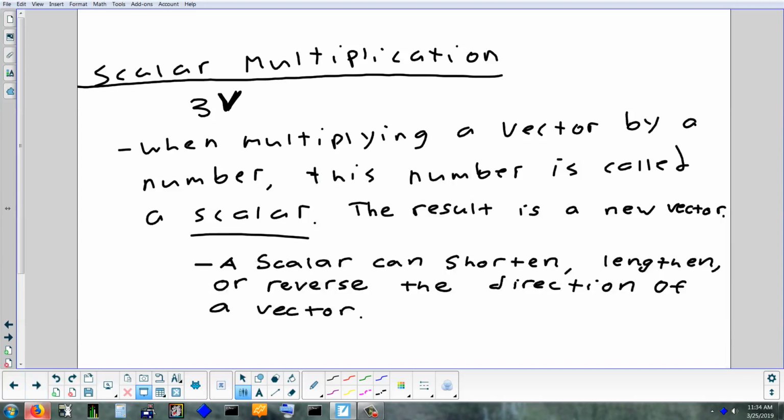So those are the 3 things that can happen. A scalar can make the vector shorter, if it's a fraction, like 1/3 or 1/2. It can make it longer. Or it can reverse the direction. That's the only way it can change it. It can't arbitrarily change the direction to any direction. It can make it point the opposite way.